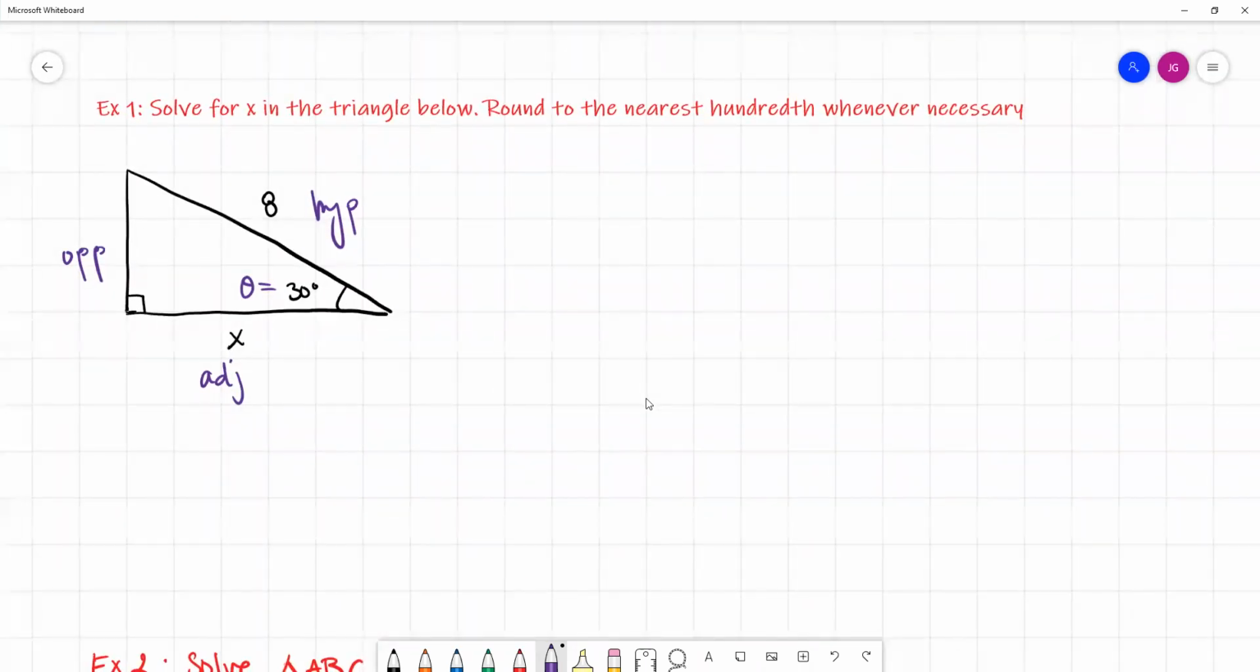So cosine of theta, but instead of theta, I'm going to write 30 degrees. Cosine of 30 degrees is equal to my adjacent side, x, over my hypotenuse, 8. Cosine of 30 degrees is going to be a number. It's taking the adjacent side over the hypotenuse, the ratio of that whenever the angle is 30 degrees.